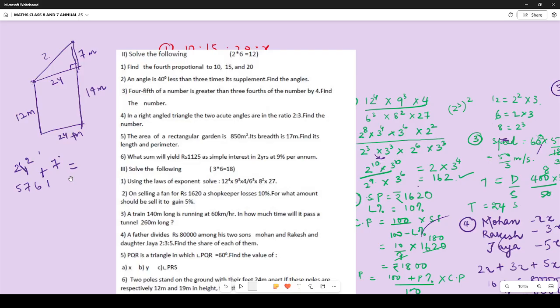Plus 7 square is what? 49, and together it makes up 625, and we know 625 is the square of 25. So the distance between these two poles, or rather the tips of these two poles, is 25 meters, right?